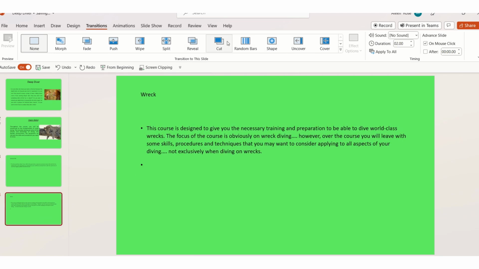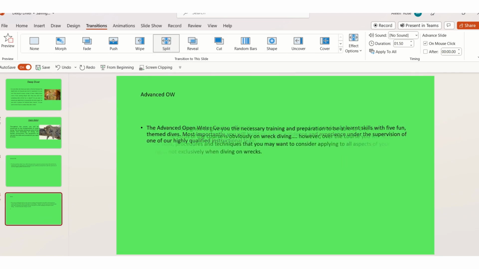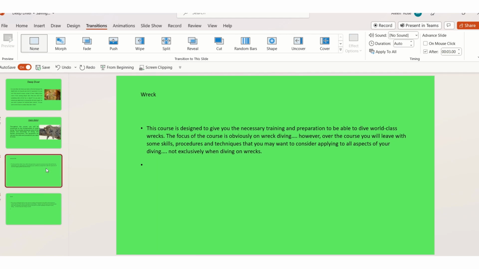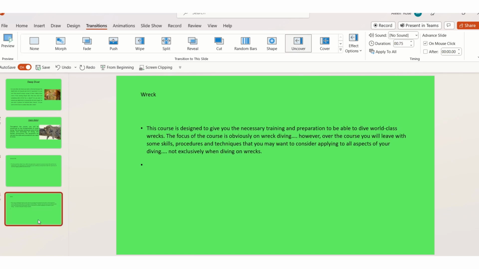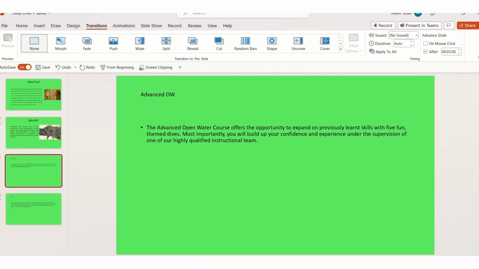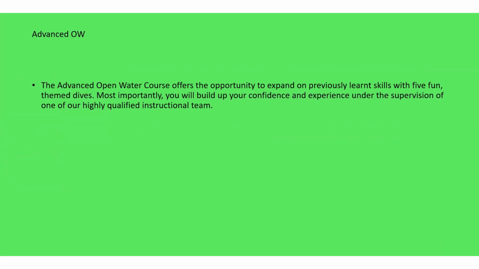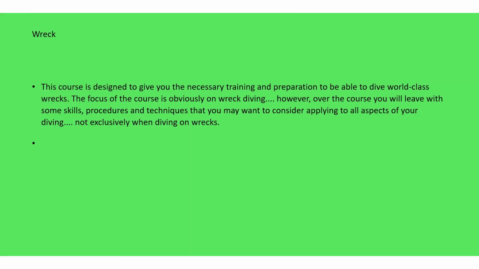Like this, or I will put like this, uncover. Okay, this one. Now let's see. So this slide should advance in 3 seconds to the next slide in the given transition. So let's see the preview in slideshow. See, in 3 seconds it will move.